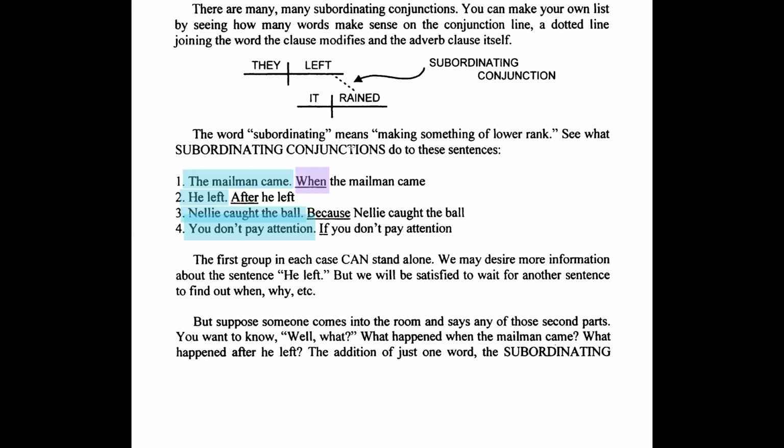He left, number 2, after he left. Again, this is stating when. So he was happy after he left. So that's stating when. It's an adverb clause. Nellie caught the ball. Because Nellie caught the ball. This is answering why. You don't pay attention. If you don't pay attention, right? This is answering how. So when I add these subordinating conjunctions, it makes what used to be an independent clause into a dependent clause.